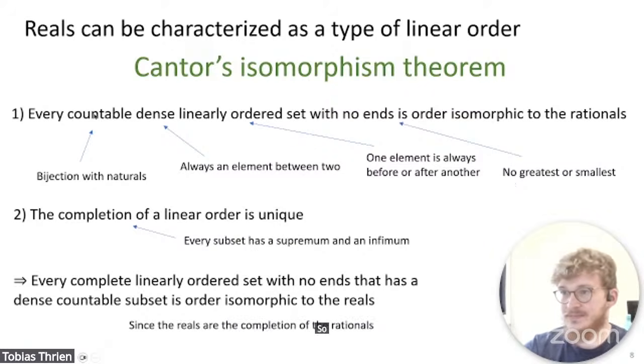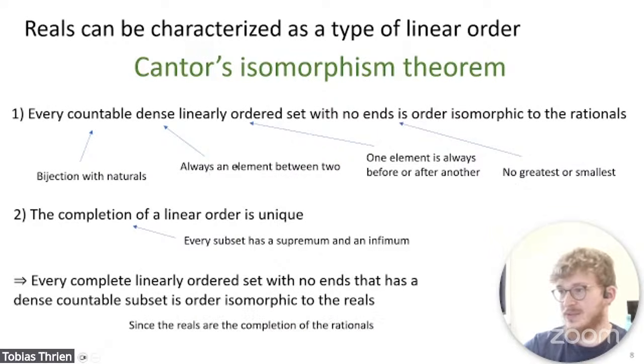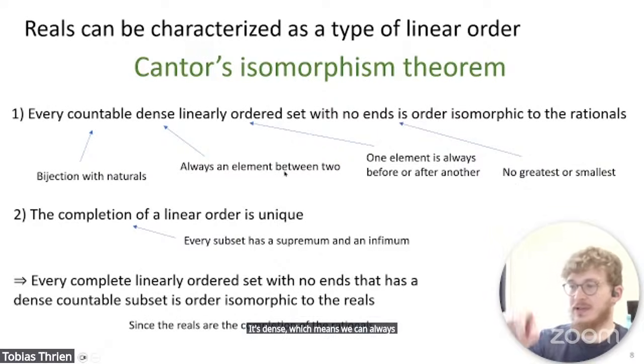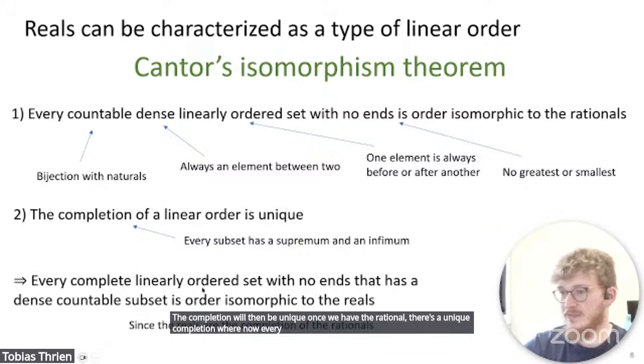So what do we need here? First, the rationals. Countable means, well, we can count, there's a bijection with the naturals. It's dense, which means we can always have an element between two elements. They're linearly ordered, so every element is before or after another one. And we have no greatest or smallest element, so there are no ends. And then the completion will be unique. Once we have the rationals, there's a unique completion, where now every subset has a supremum and an infimum.